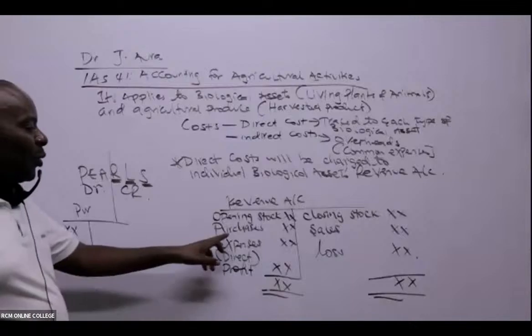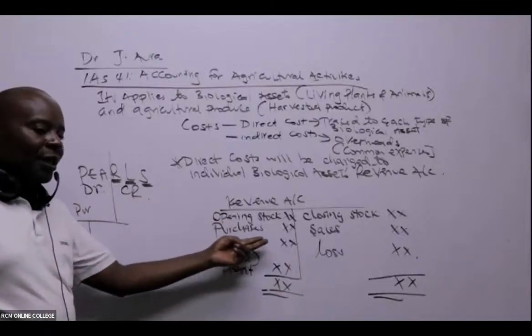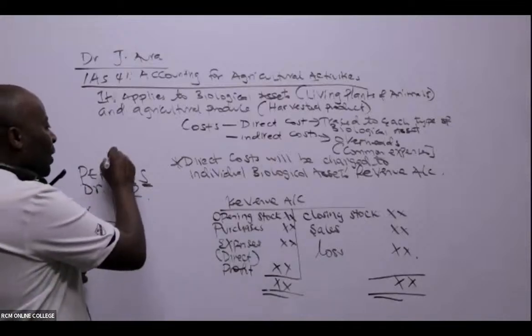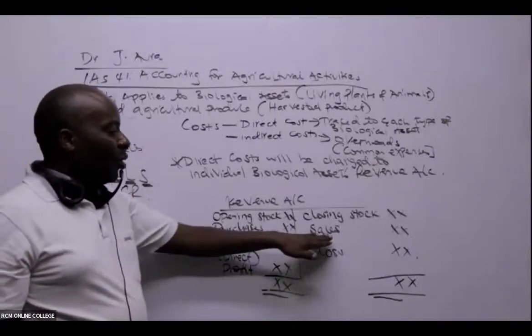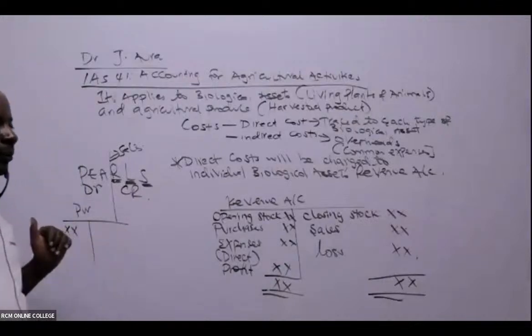So what are we doing? You can see purchases is on the debit side. Expenses, these are on the debit side. Revenue is the same as sales. Where is revenue? On the credit side.